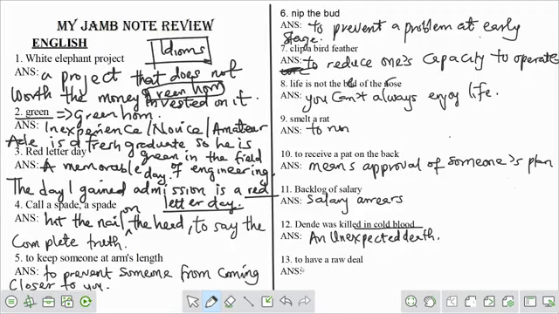Now, to have a raw deal. You look at the word raw deal.